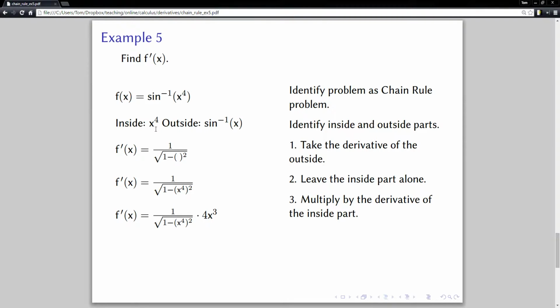The inside part is x to the fourth. The power rule says that the derivative of x to the fourth is 4x cubed. So this is the function that I would get, and of course I can simplify that a little bit to get the final answer of 4x cubed over the square root of 1 minus x to the 8th.